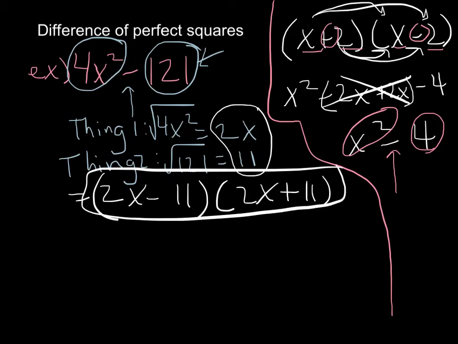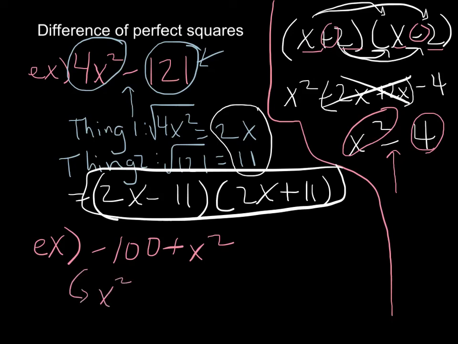Alright, let's look at another example. Alright, again, for example, I could have negative 100 plus x squared. Alright, and you're going to say, but wait, that's not a difference. Negative 100 plus x squared is not subtracting, it's adding. Well, I can easily just go in and switch around the order. So instead of having negative 100 plus x squared, I actually can switch that to x squared minus 100.